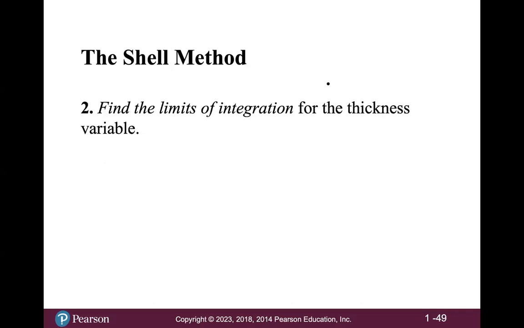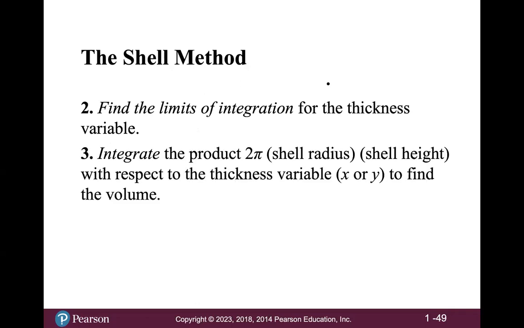Next, find the limits of integration for the thickness variable. Integrate the product 2 pi times the shell radius times the shell height with respect to the thickness variable, which is either x or y, to find the volume.